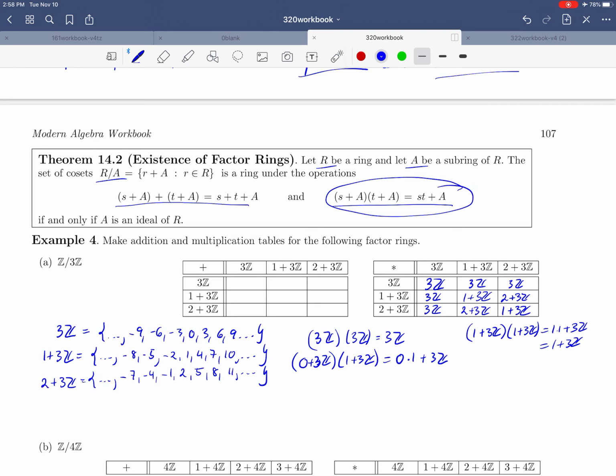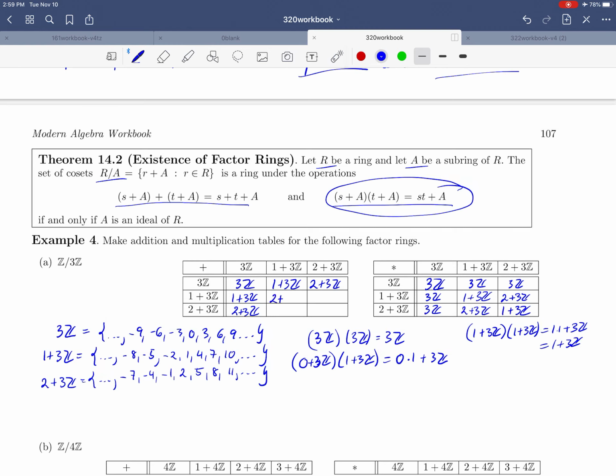Let's do addition. Well, addition, we have 3Z plus 3Z. Well, that's still 3Z. And then I have 3Z plus 1 plus 3Z. That is 1 plus 3Z. And here I get 2 plus 3Z. Here I get 1 plus 3Z, 2 plus 3Z. So addition we are pretty used to.